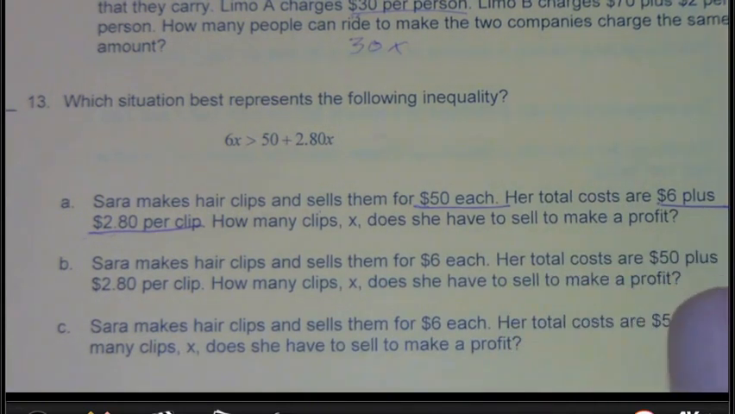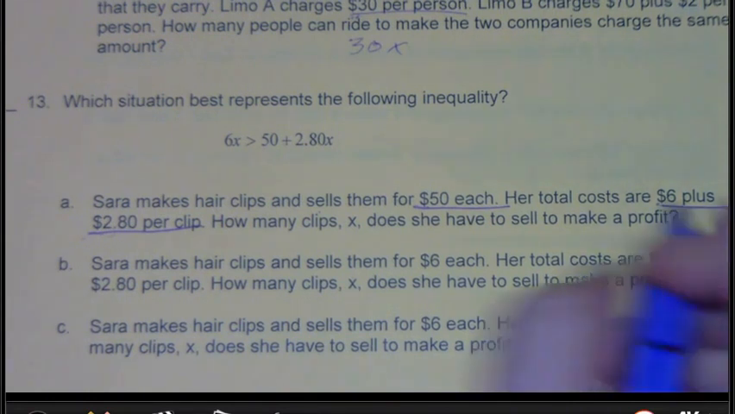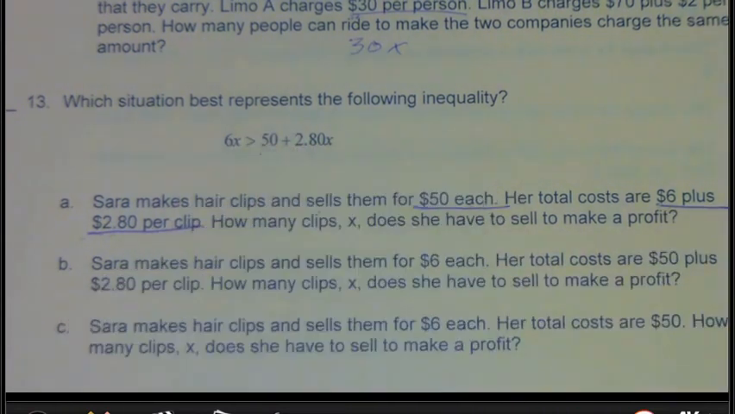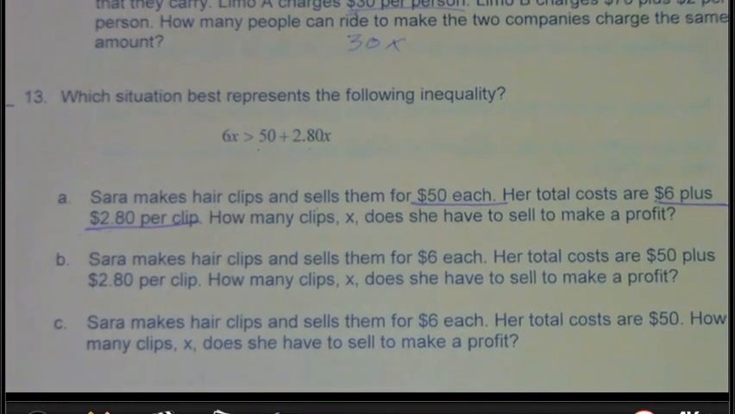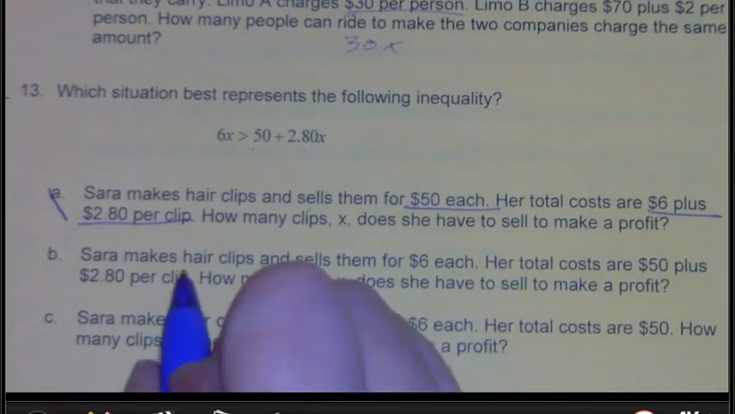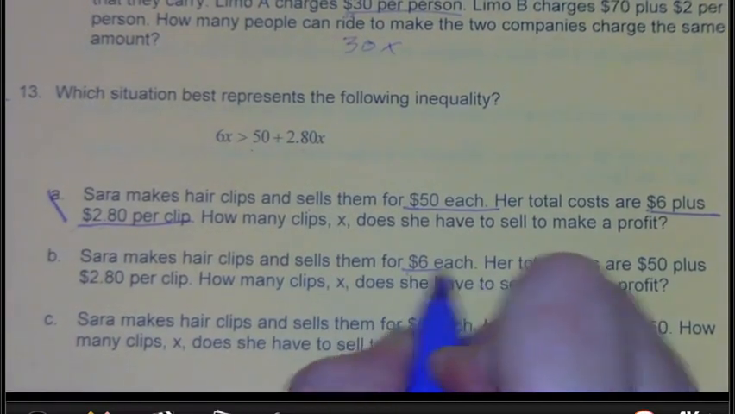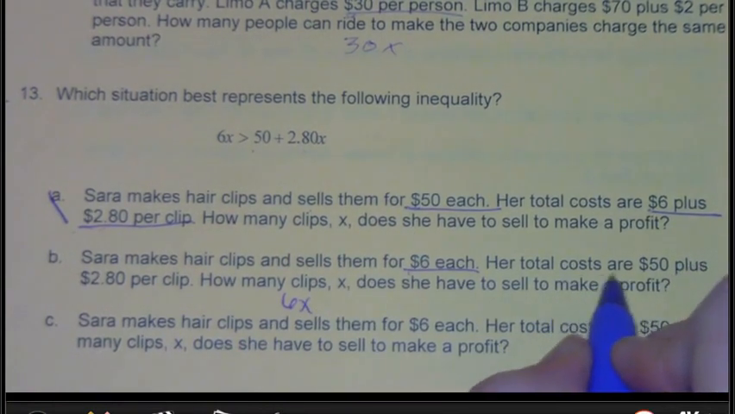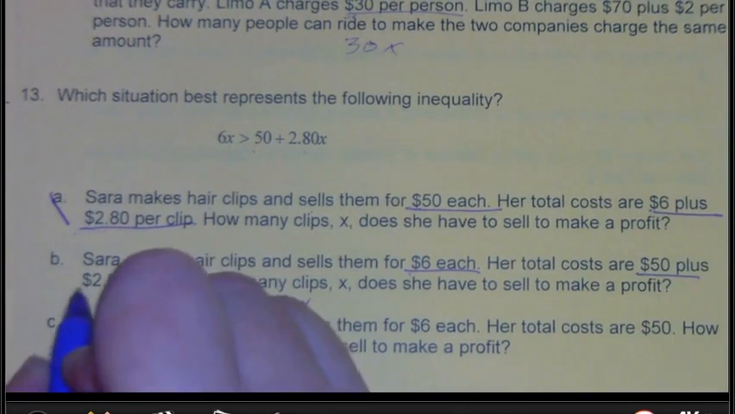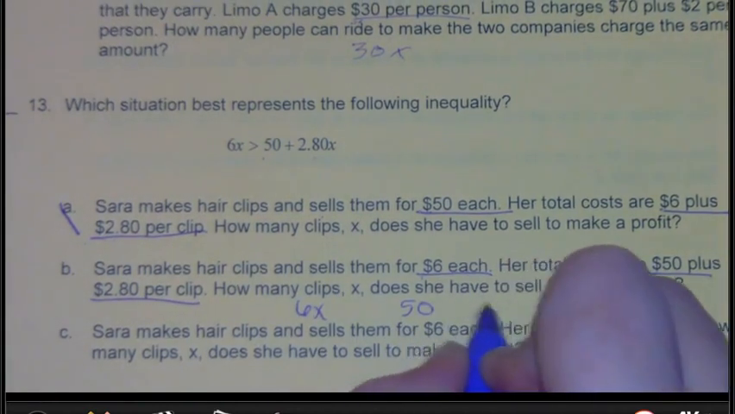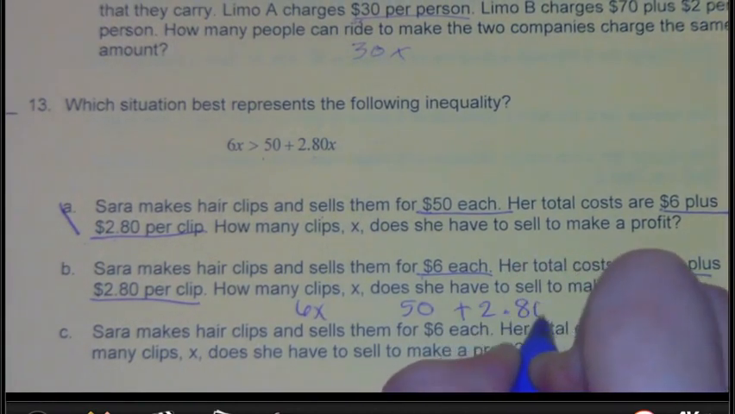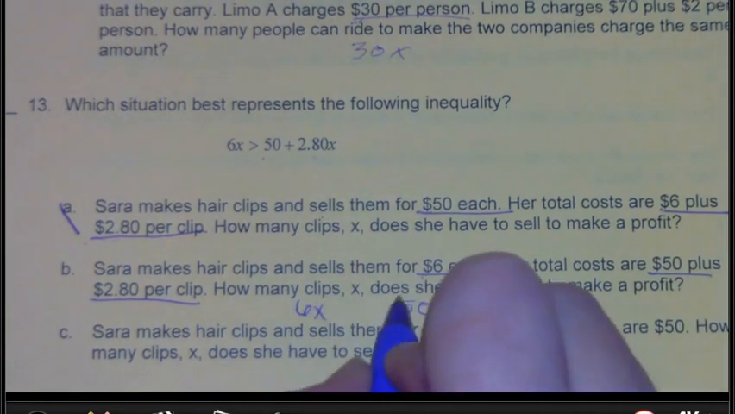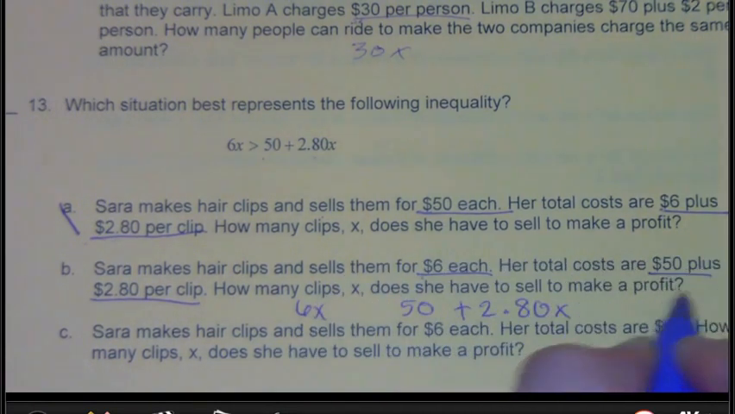All right, so it looks like 50 needs to be on the opposite side. Well, I've got 50, 2.80, and then 6x on two different sides. So it looks like A is not going to be a possible choice for me. Sarah makes hair clips and sells them for $6 each. So it looks like 6x is on one side. Her total costs are 50 plus 2.80 per clip. So it's 50 plus 2.80 per clip. How many clips does she need to sell to make a profit?